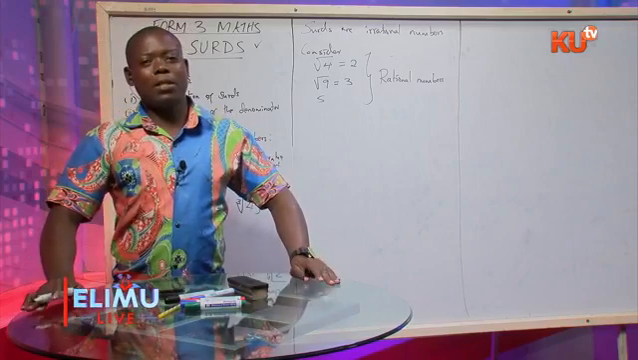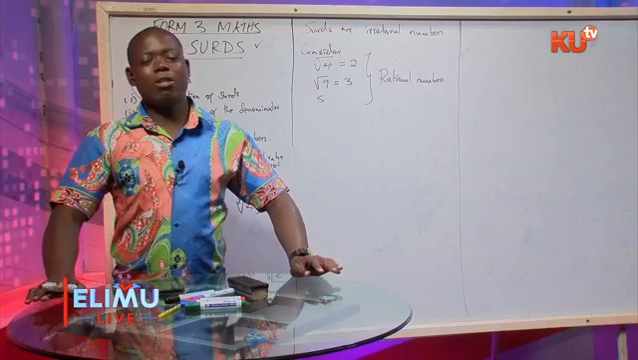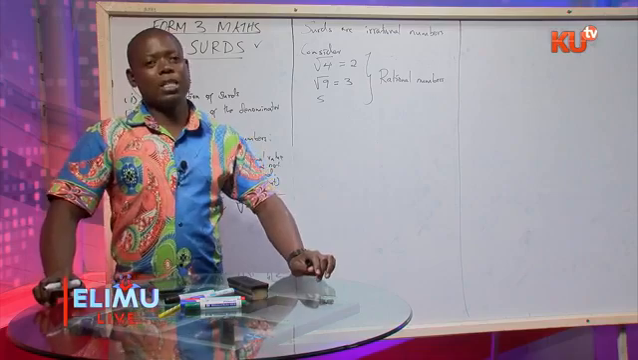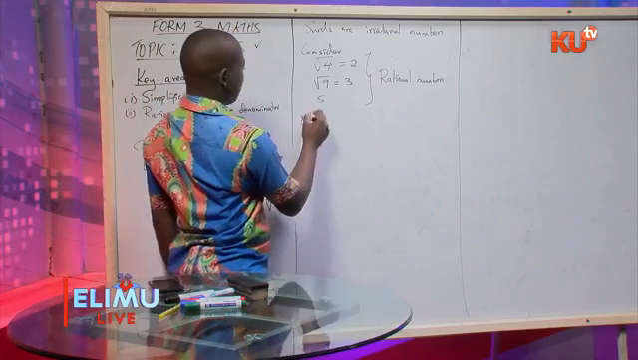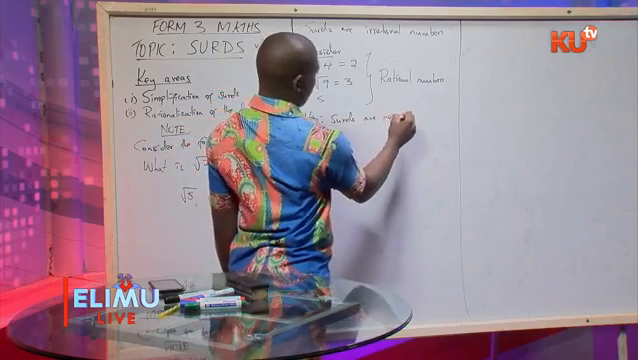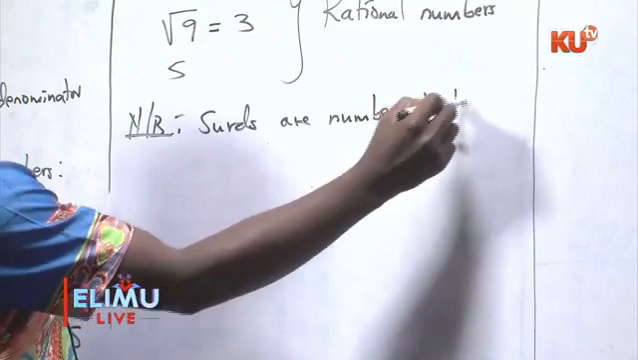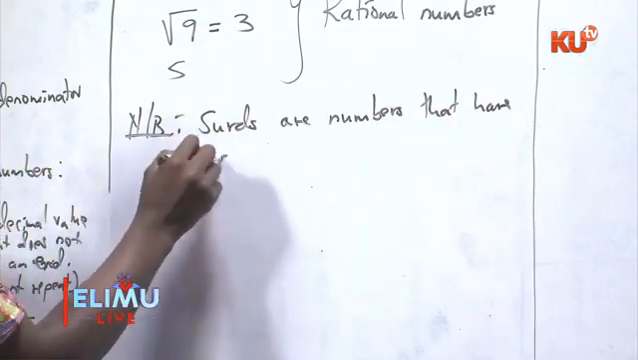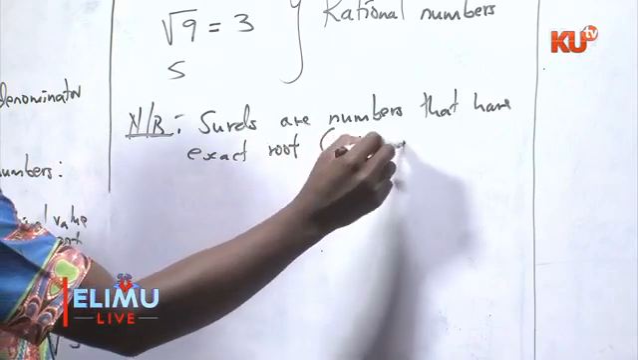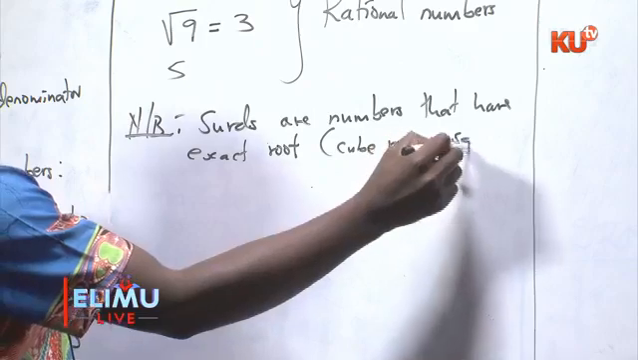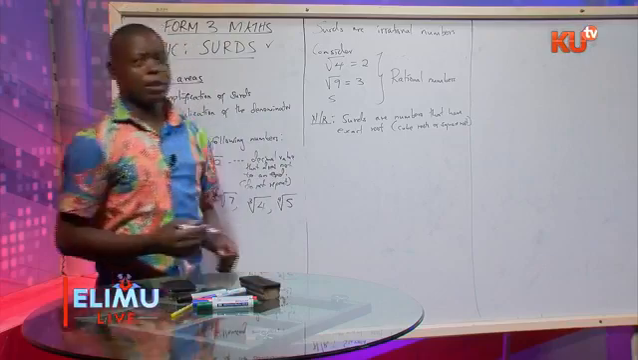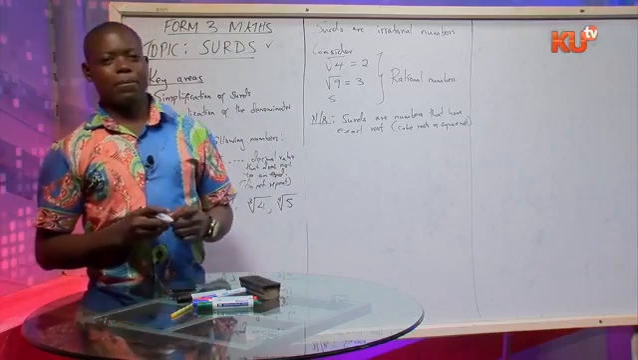In the simplest terms, a surd is simply a root that has no exact value, or numbers that have no exact roots. So we can conclude that surds are numbers that have no exact root. In this case, we are talking about cube roots, square roots, fourth roots or fifth roots, depending on the situation you are dealing with.